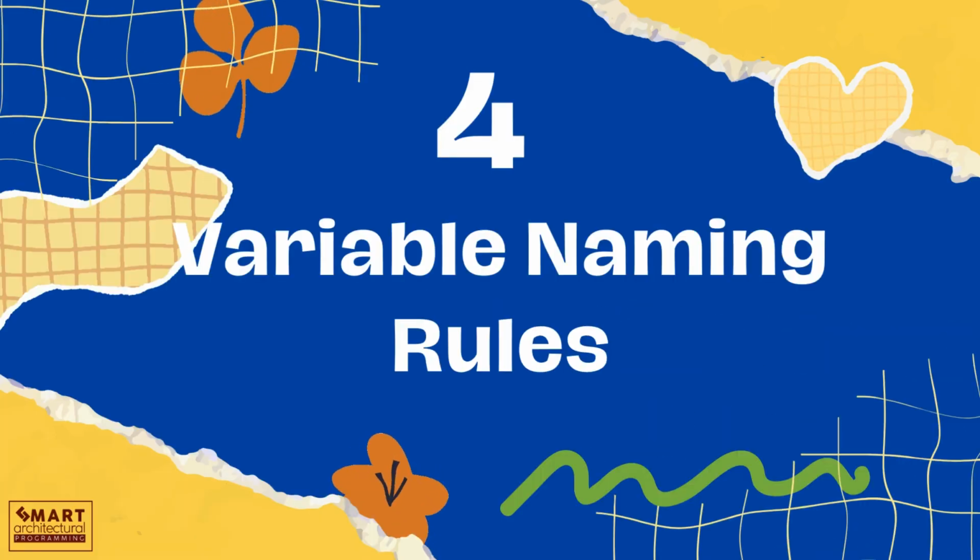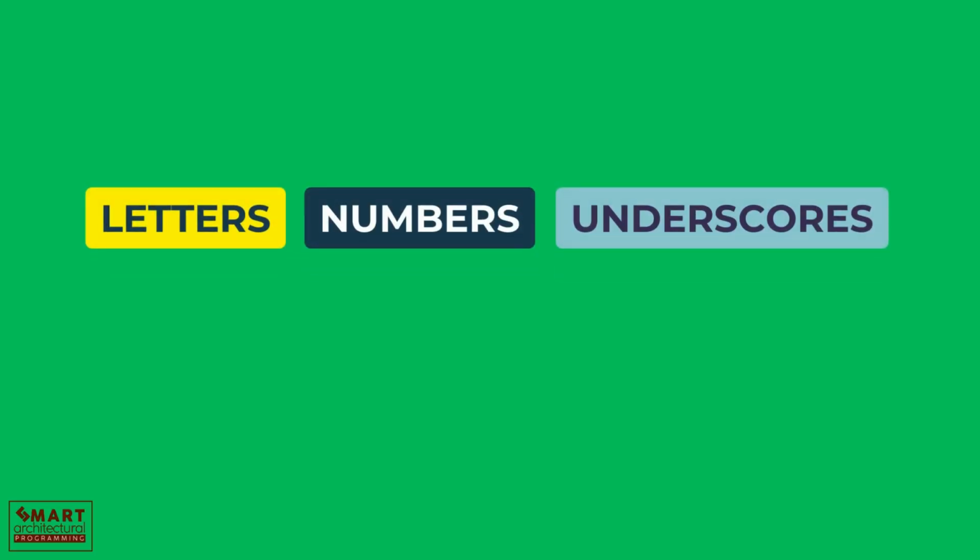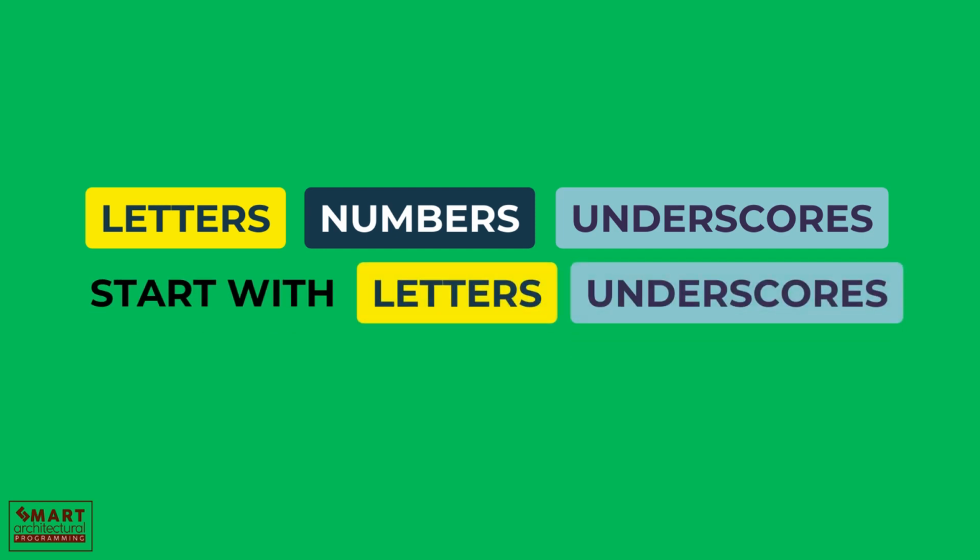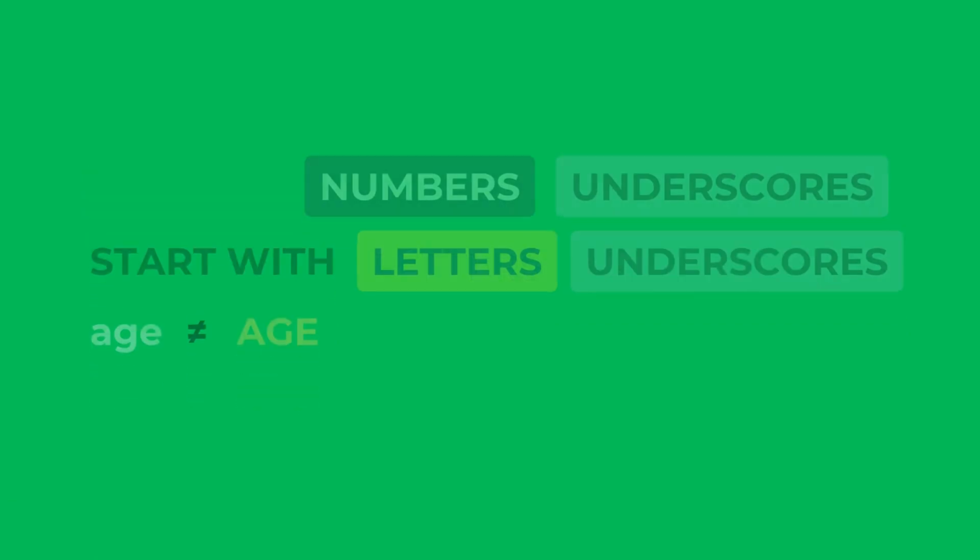When naming variables, there are some rules to follow. Variable names can contain letters, numbers, and underscores. Variable names must start with a letter or an underscore. Variable names are case sensitive, e.g., age and Age are different.